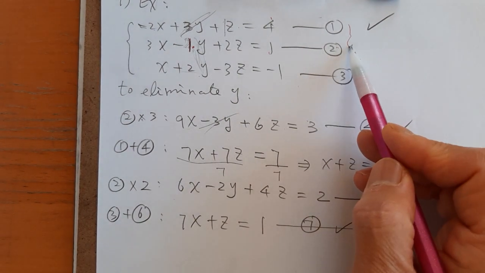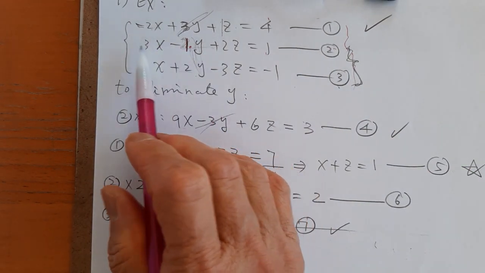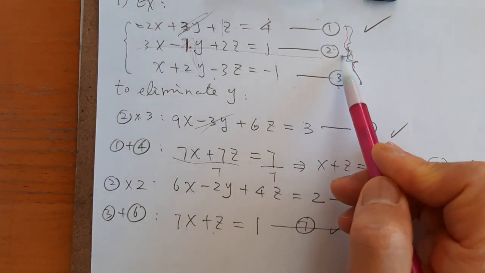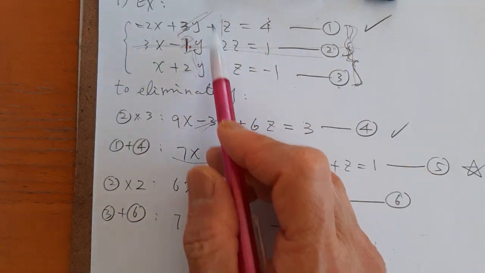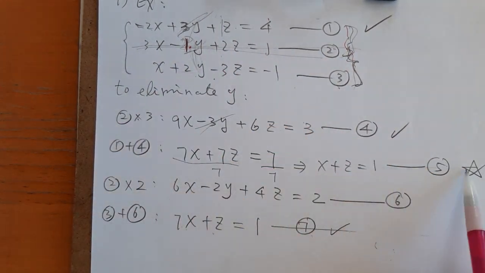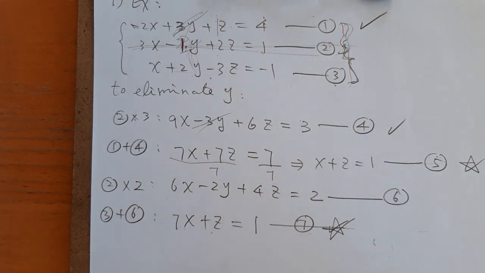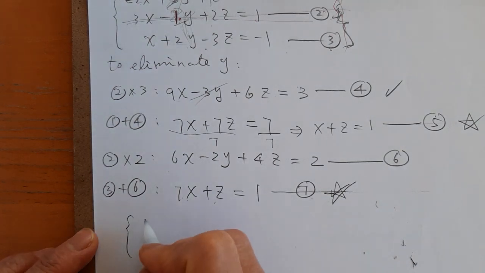So use equations 2 and 3. And second equation times by 2. Add together, y eliminate. Remain x and z. And use the second equation times by 3. Y add together, y eliminate. You got the 5th equation. So the 5th and the 7th equations combined together form a system with 2 variables, 2 equations.